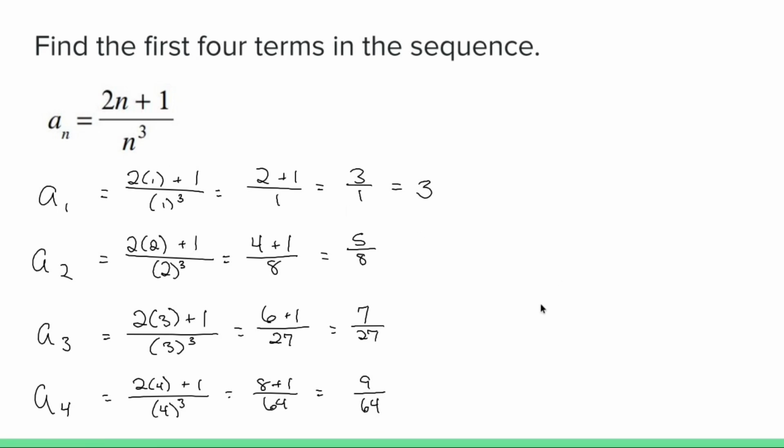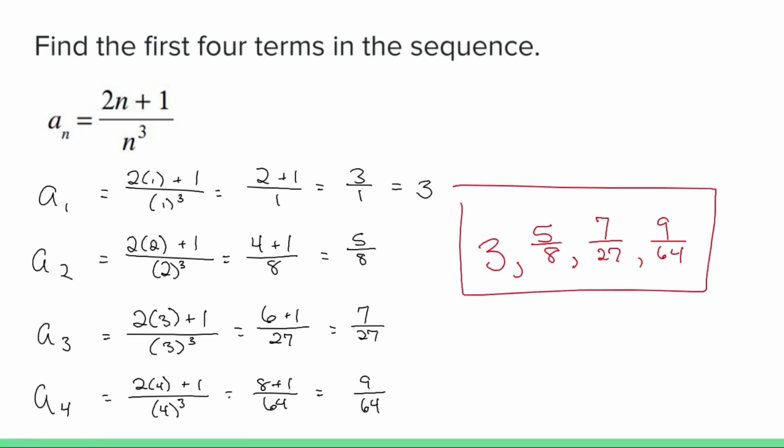So my first four terms are 3, 5/8, 7/27, and 9/64. Fun stuff.